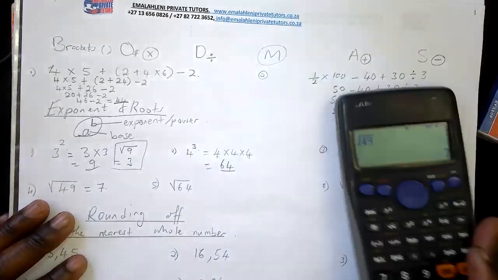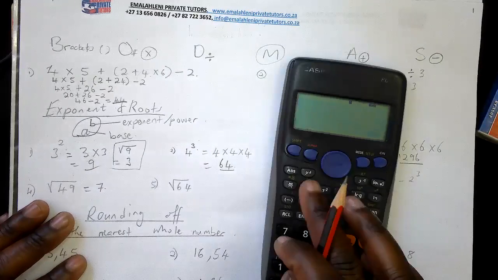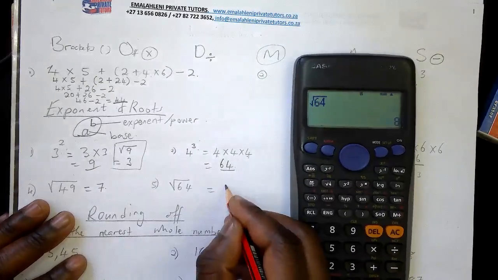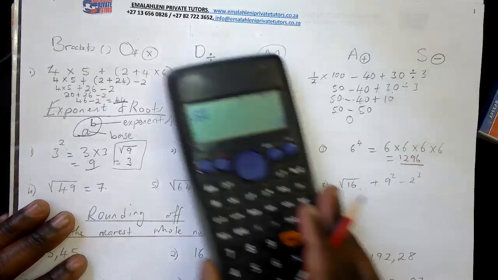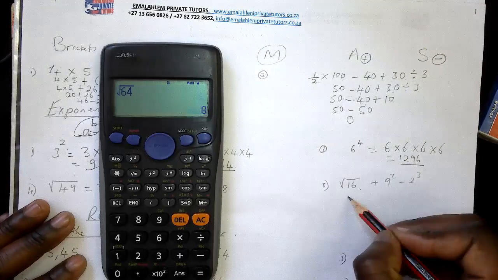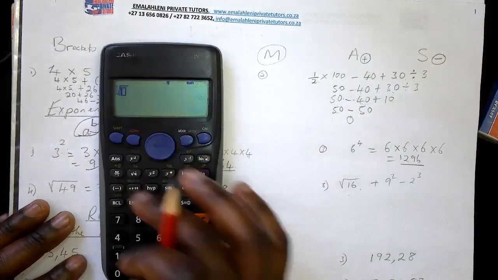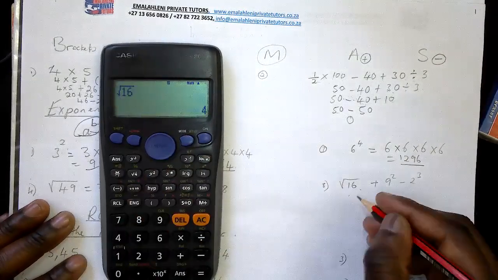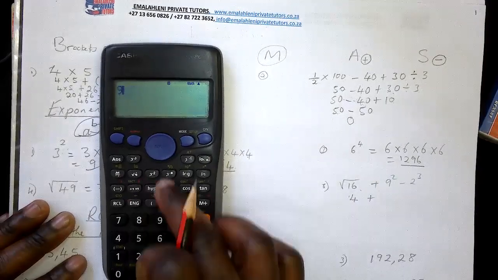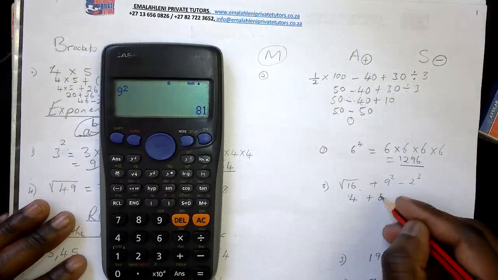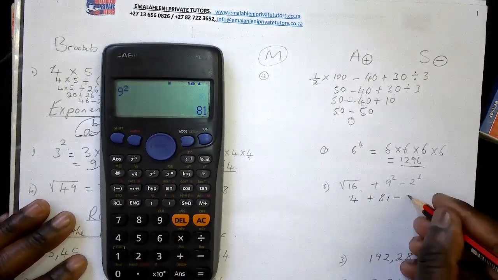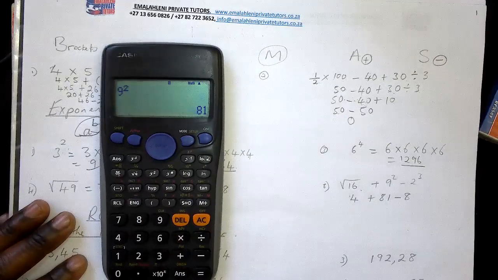Okay. Now root of 64. So this is how you punch it. Root 64, you get 8. So our answer should be equal to 8. Then when you're having something like this, you can say now it's the root of 16. Root of 16 is equal to 4. 9 squared is what? 9 squared is 81. 81 minus 2 to the power 3, it should be 8 there. So you now know what you're supposed to do there.